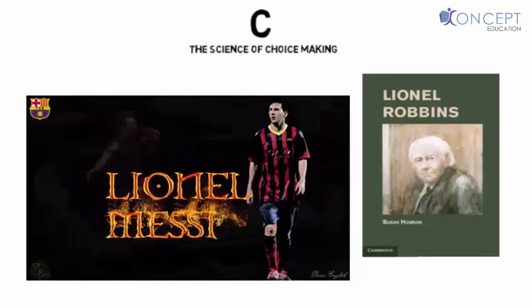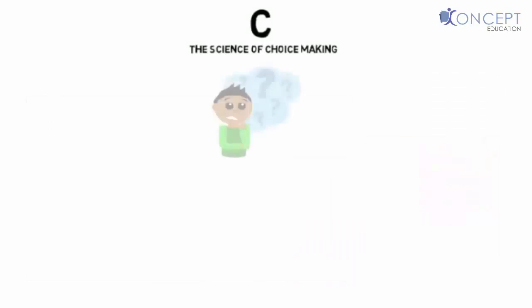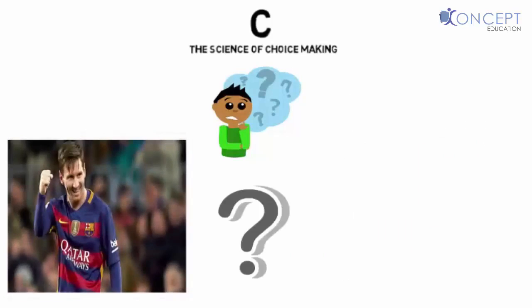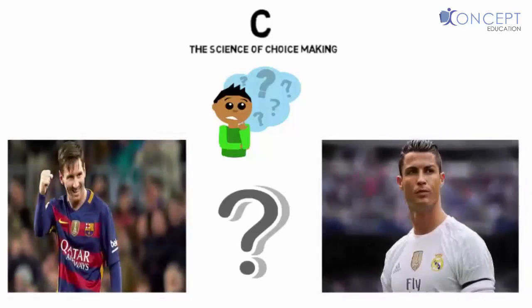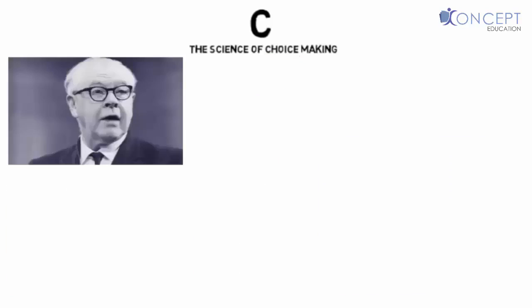And that's where the cheat code number 3 comes. I'm always confused between who's my favorite. Is it Lionel Messi or is it Cristiano Ronaldo? I'm always stuck between the choice of my favorite. So that's where we have to remember: when we think economics is a choice of science, we can remember that Lionel Robbins said economics is a science of choice making.